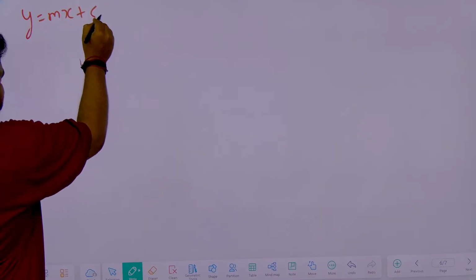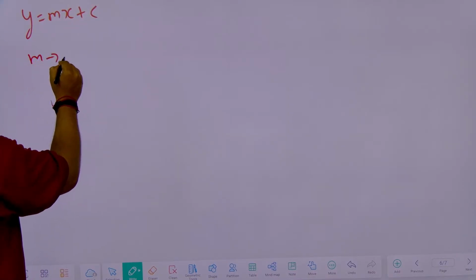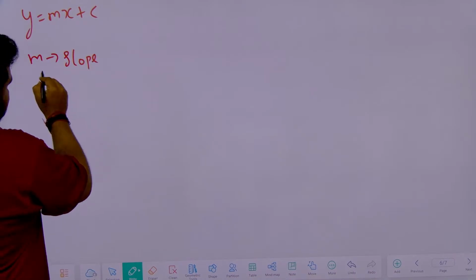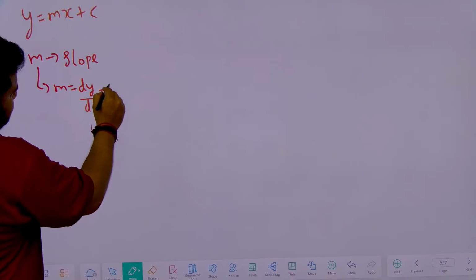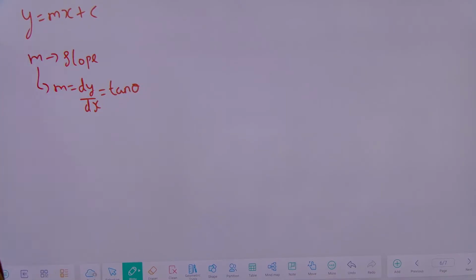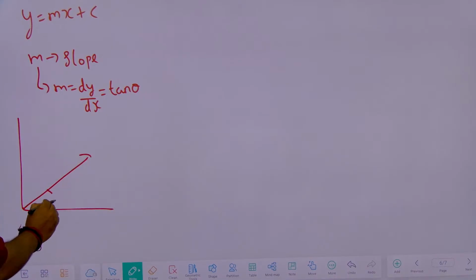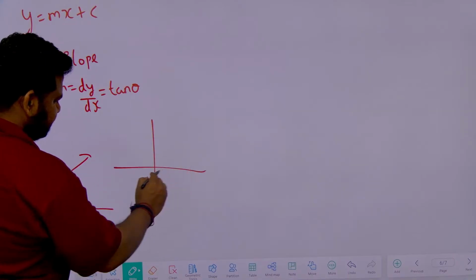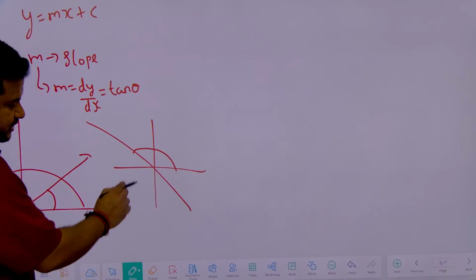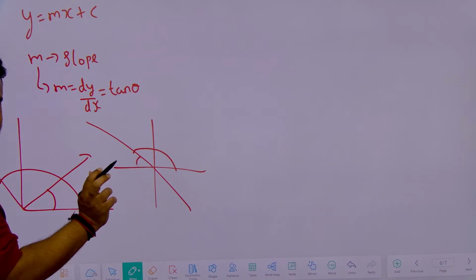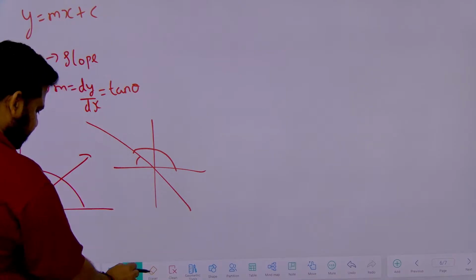Now the equation of a straight line is given by y is equal to mx plus c, where m is the slope. This is also written as m is equal to dy by dx, which is also equal to tan theta. Suppose we have a line going like this. If I want to find the slope, it has to make the angle with the positive direction. You should take the angle like this, not like this. It should always be the positive direction of the x axis.